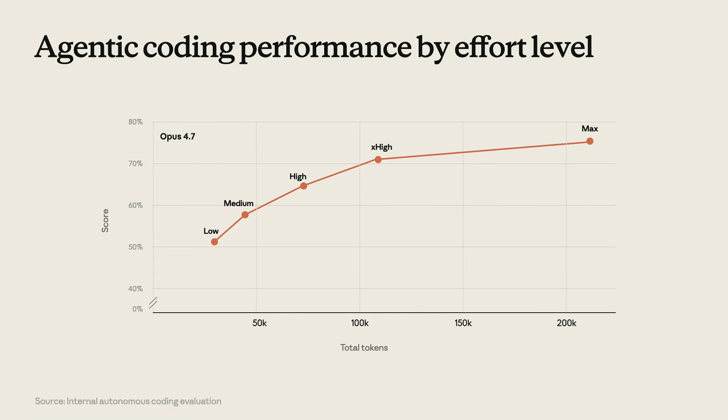Higher effort is going to improve performance on most intelligence-bound tasks, but it also may show diminishing returns. For your use case, you might look at a graph like this and say, I will spend whatever tokens I need in order to get the best intelligence. Or you might say, the relative improvement in performance between extra high and max is not worth the difference in tokens that I will spend, and so extra high is a better setting for my use case.